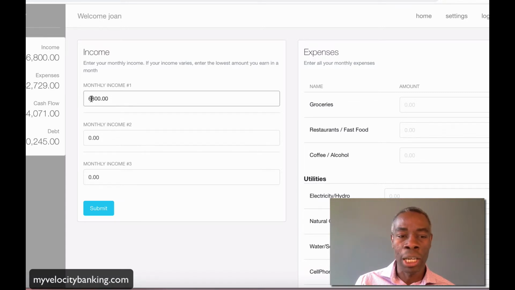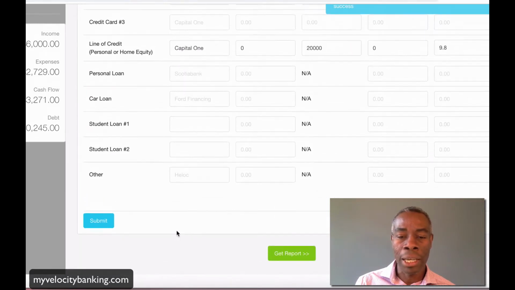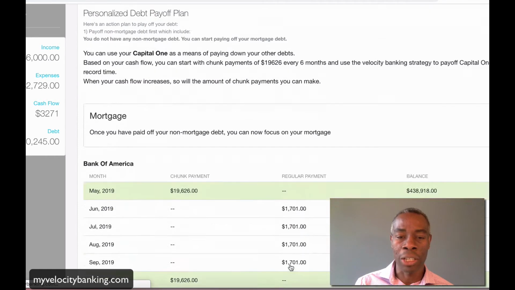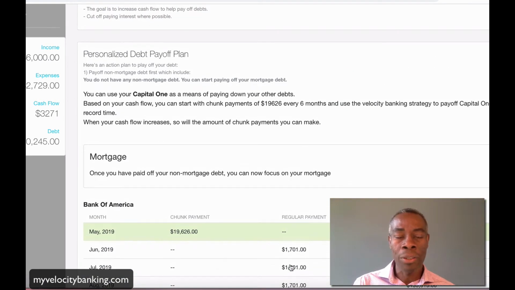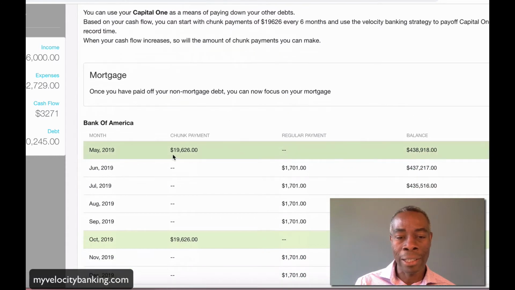So if we drop Joan's income by about $800, we'll see if she has enough room. Yes, she does. Because we just played around with her income. You can also play around with your expenses as well. If Joan said, "Oh, I only have $6,000 a month," then she'll just keep that extra $800 in her bank account, and then she can start doing velocity banking, doing a $19,000 chunk. That's just right under the $20,000 limit of her card.